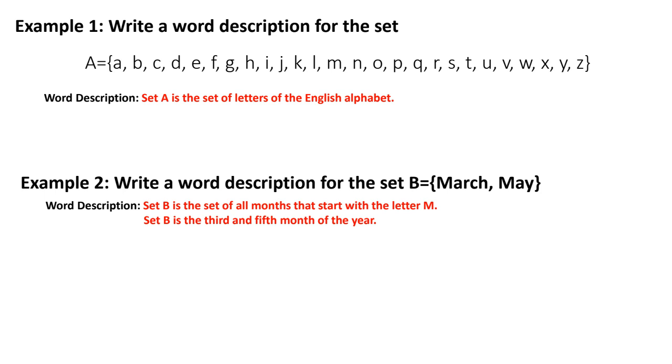Notice this set B is the third and the fifth month of the year. So basically, that could be another way of describing it. We could say the set B has the third and the fifth month of the year. So this shows you that for a word description there may be different ones. It doesn't have to be exactly the months that start with the letter M. So whenever you have a set, you might have more than one way to describe it.